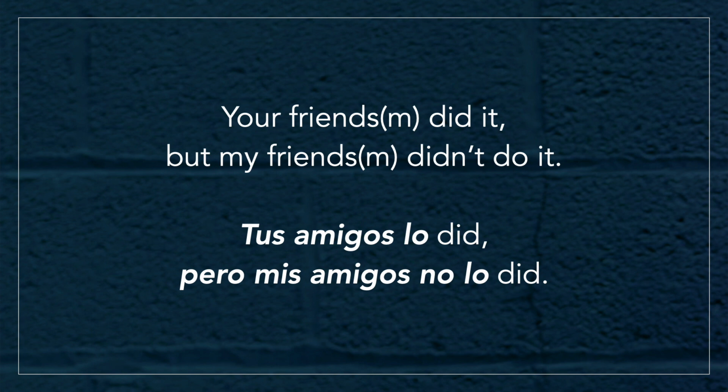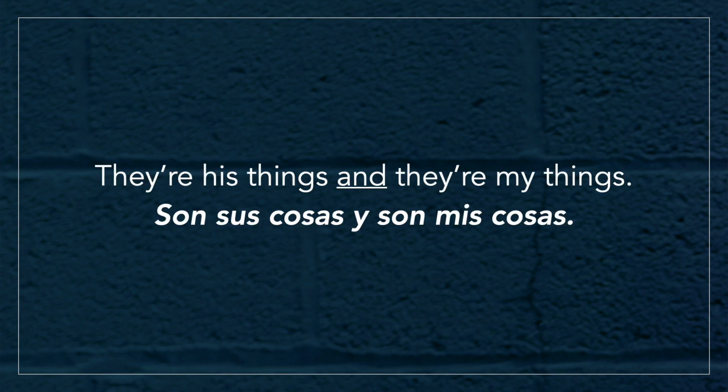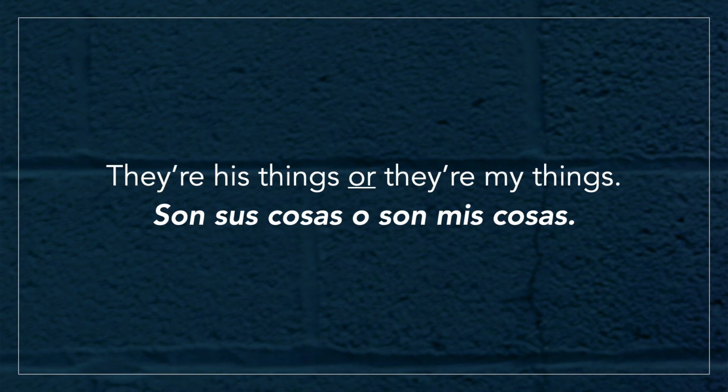Another pretty easy one is o, which means or. This word is a lot like e. You can use it between 2 clauses. For example, they're his things and they're my things. Son sus cosas y son mis cosas. Or, they're his things or they're my things. Son sus cosas o son mis cosas.